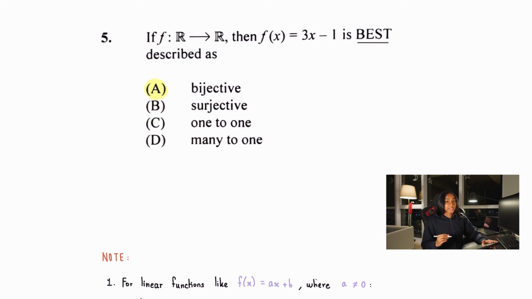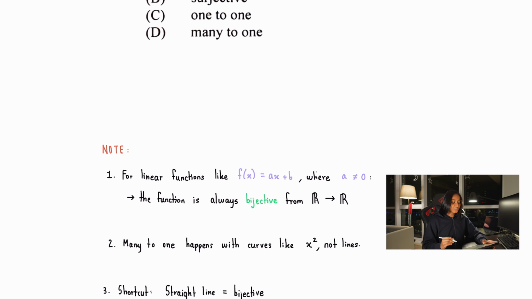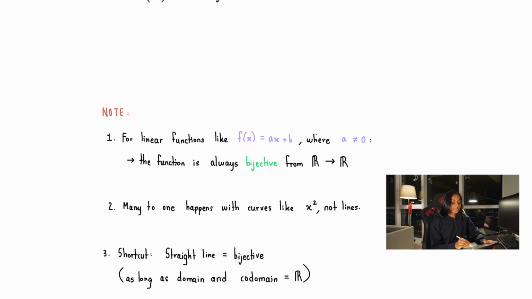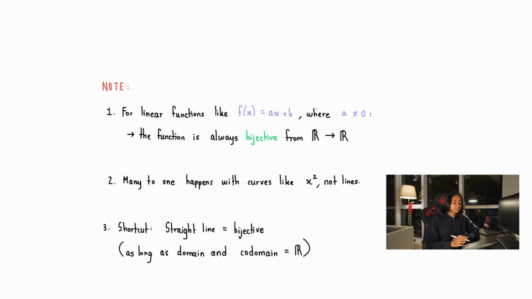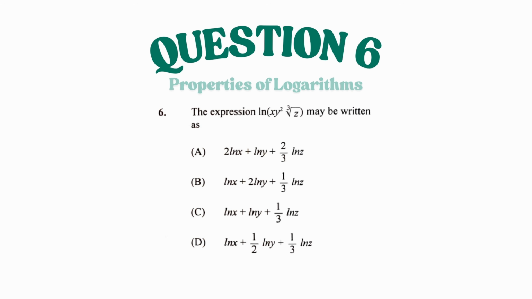Now, a quick note, because we could have done this much faster. For linear functions like f of x equals ax plus b, where a is not equal to 0, the function is always bijective. So I could have told you that from the beginning, but I also want you all to know how to prove it. Many-to-one happens with curves like x squared, so not lines, so we could have just crossed that out immediately, eliminating that whole option entirely. The shortcut is that straight lines are bijective, as long as the codomain and domain are real numbers. Those are just shortcuts, but again, we went through that whole solution just so you would be able to solve it on your own.